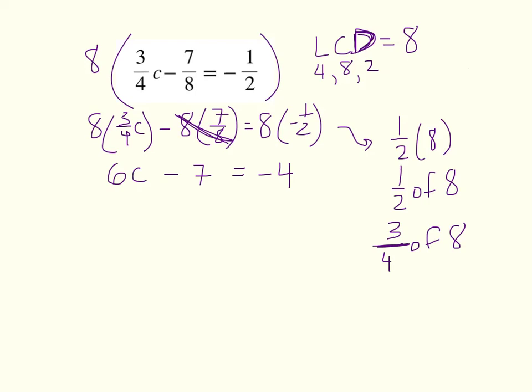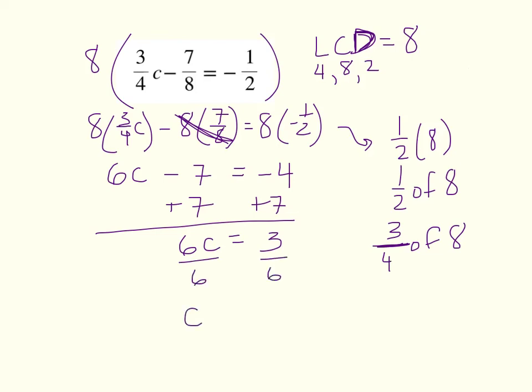Finish it off by using your steps. Add your 7 to reverse the -7. Gives me a 3 there, gives me a 6c there. Divide by 6. Gives me c equals 3/6, but I'm not going to write that. I'm going to simplify it, and I'm going to get 1/2. C equals 1/2.